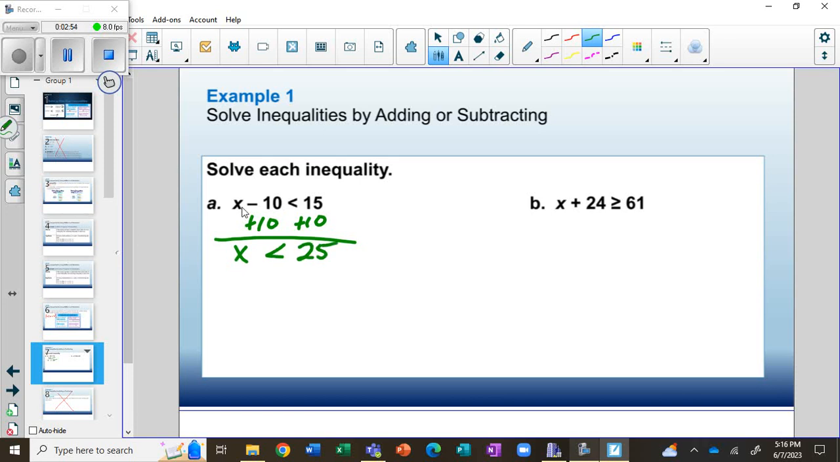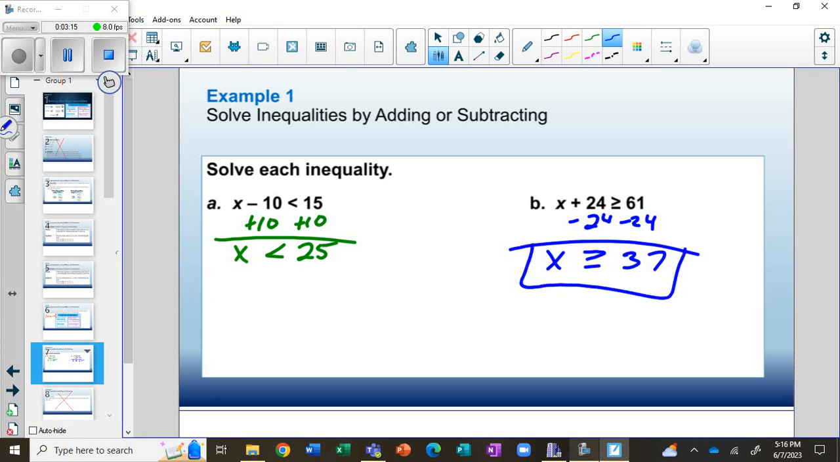Letter B, x plus 24 is greater than or equal to 61. The opposite of adding 24 is subtracting 24. And I have x is greater than or equal to 61 minus 24. This would give us 37. So 37 plus 24 would give us 61. So our answer would be x is greater than or equal to 37.